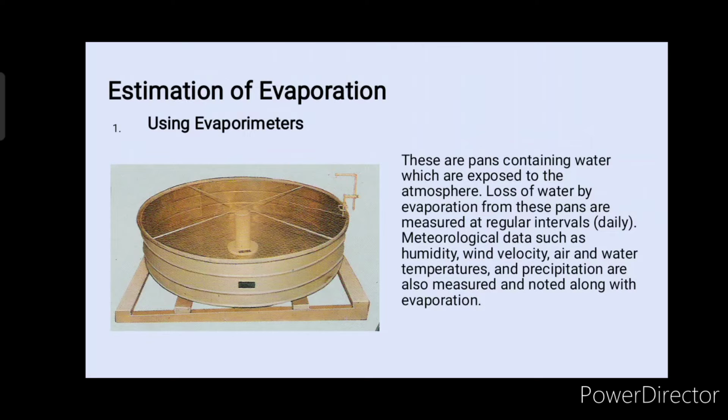Meteorological data such as humidity, wind velocity, air and water temperatures, and precipitation are also measured and noted along with evaporation. So, using these evaporimeters, aside from evaporation, there are also other things na nare-record, which are, as mentioned, humidity, wind velocity, air and water temperatures.